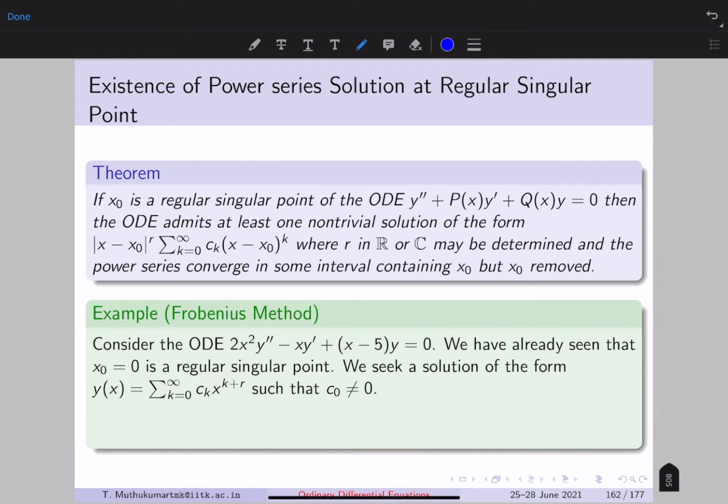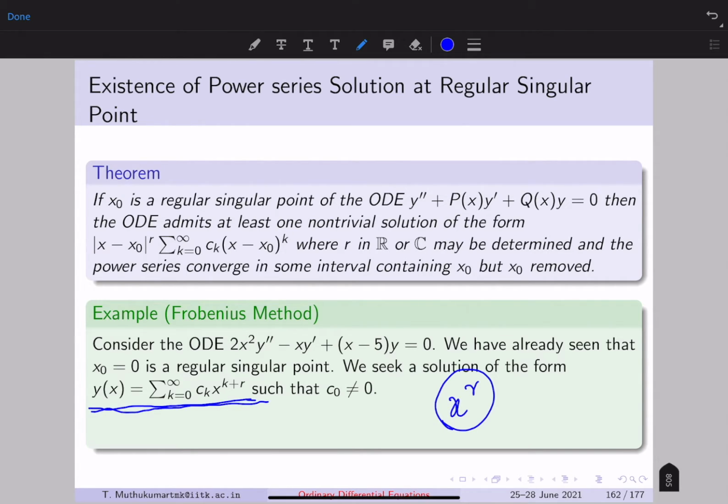Now this method is called the Frobenius method. We look for a solution of power series form, starting with some r. This r is also to be determined, and such that C naught is not equal to 0. What is C naught? Basically the coefficient corresponding to x power r, and that cannot be 0, because if that is 0, then we are saying you have all positive powers. So the coefficient of x power r cannot be 0.